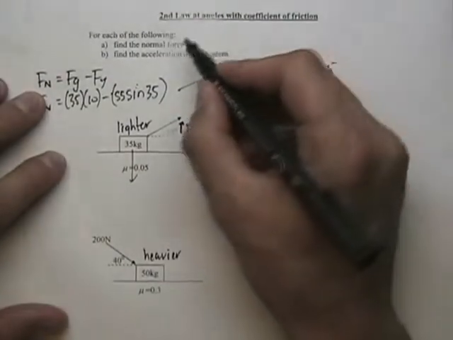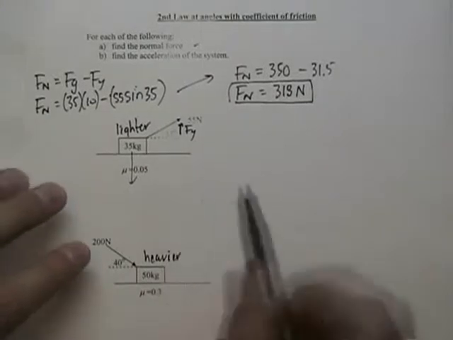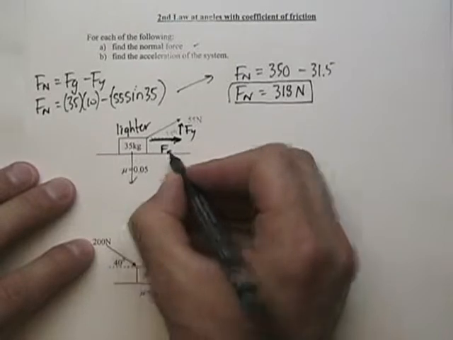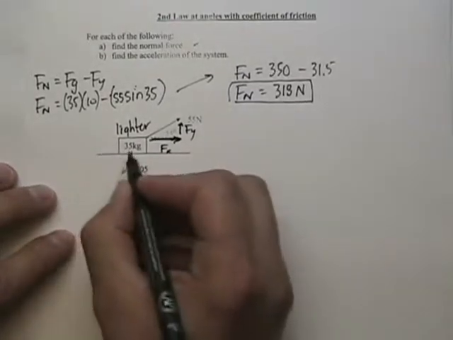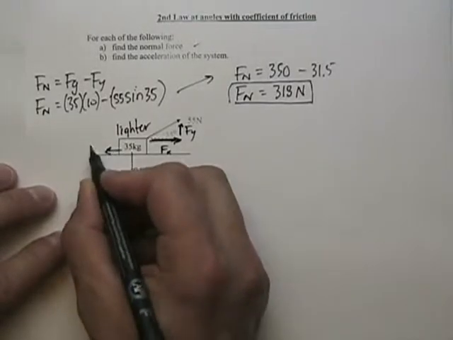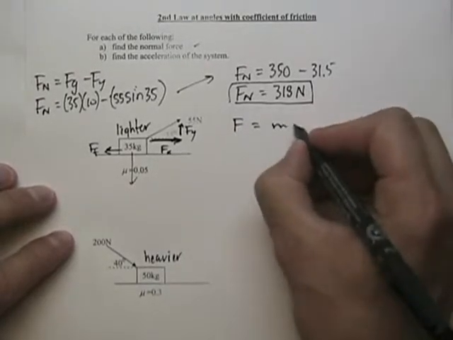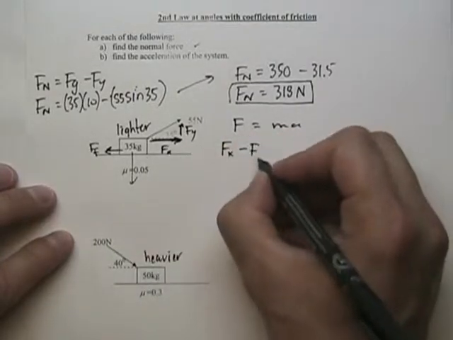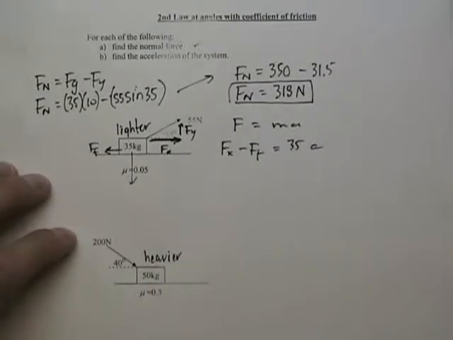Okay, so there's your normal force. For part B, it says find the acceleration. Before you find the acceleration, you need to know what's accelerating it. That's Fx. But it's horizontal, which means that because of this coefficient of friction, we've got an opposing force of friction. So you remember how to do these? You go F equals ma. But F is actually Fx minus Ff because it's net force. Mass is 35. Acceleration we're looking for.